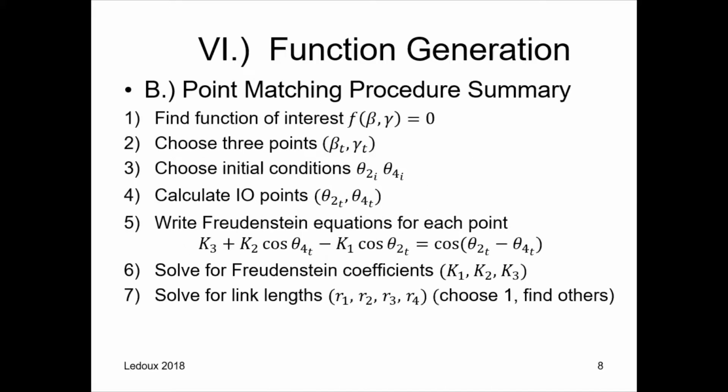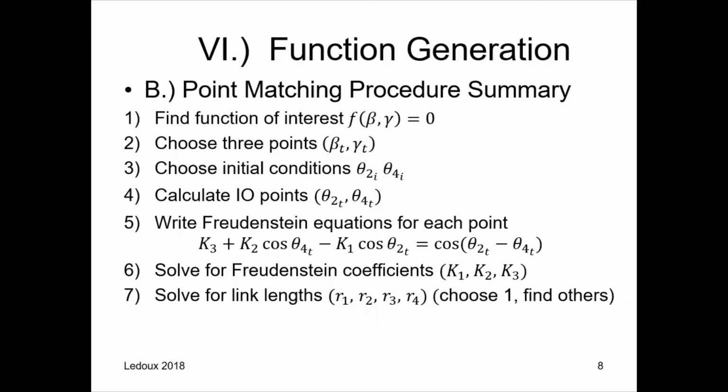So the procedure: first you want to find the function of interest, a function of beta and gamma, which would be the change in input and change in output. You want those to be related. Then you choose 3 points, initial, middle, and final, in those initial conditions. Where does the linkage actually start? Then you calculate the input-output points, the theta 2 and the theta 4, based on the initial positions and then the beta and gamma equations.